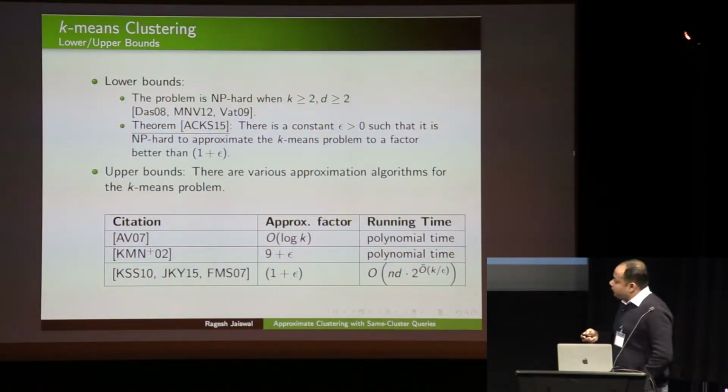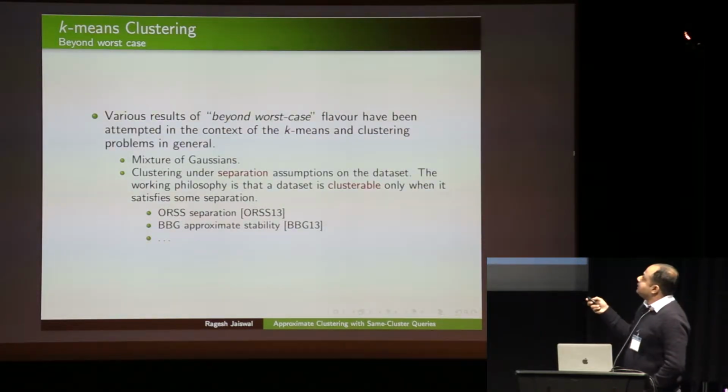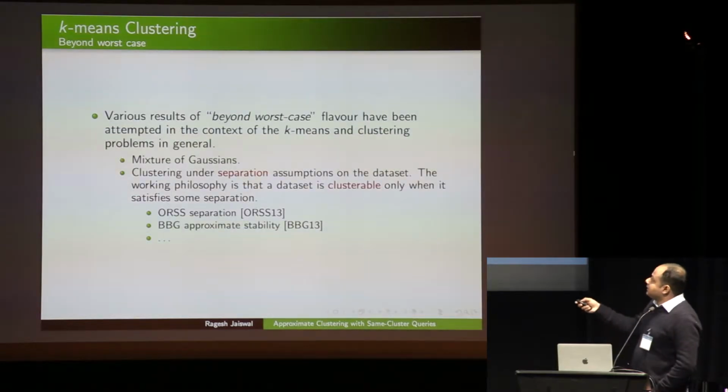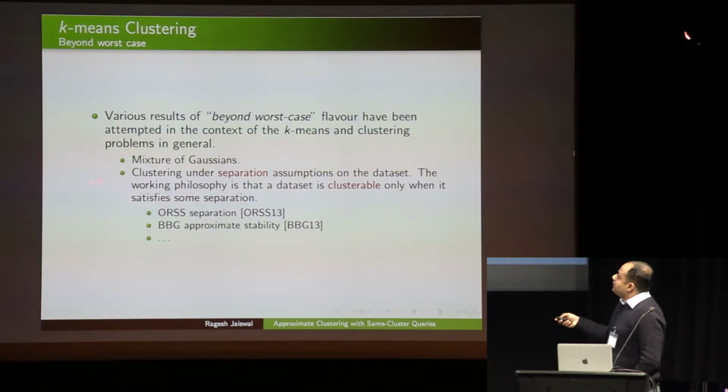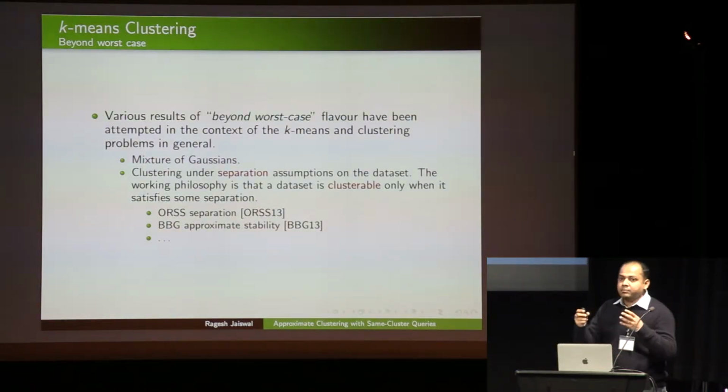So then what are we going to talk about? Because of the importance of this problem in machine learning and various other fields, various results of beyond worst case flavor have been attempted for k-means and other clustering problems. For example, clustering mixtures of Gaussians. Another line of work is clustering under separation assumptions on the data set. What this means is that you try to cluster data sets which have optimal clusters separated in some sense, and there are various notions of separation that are defined.